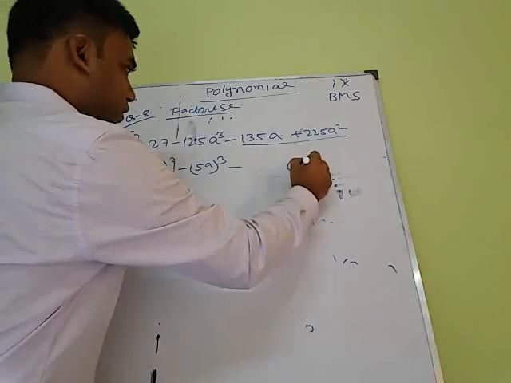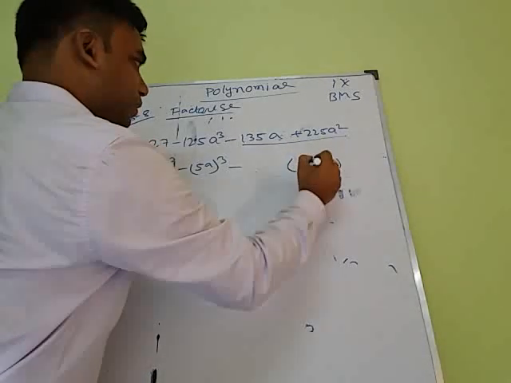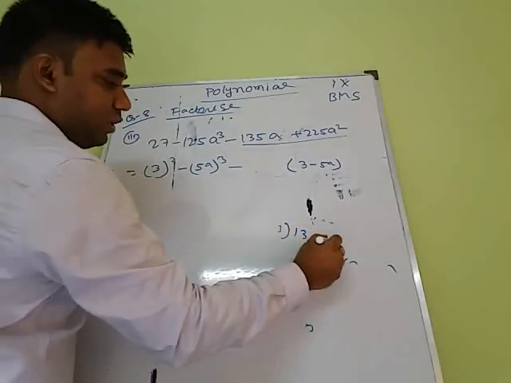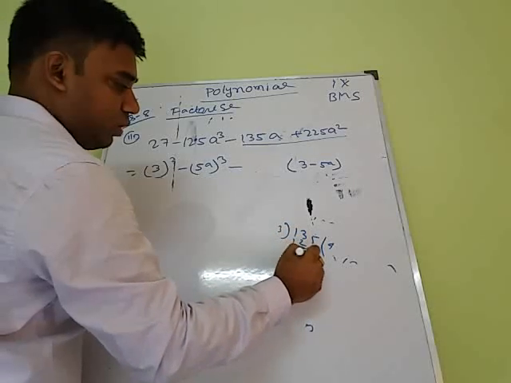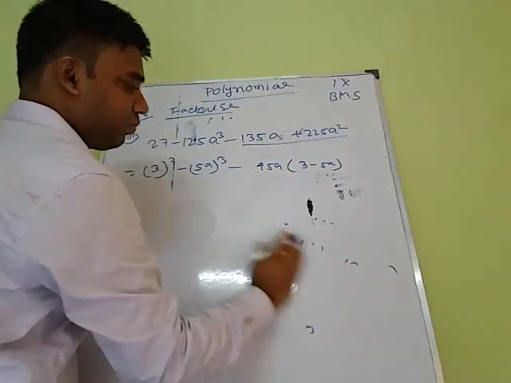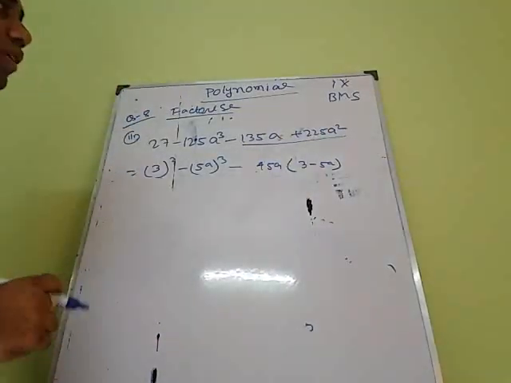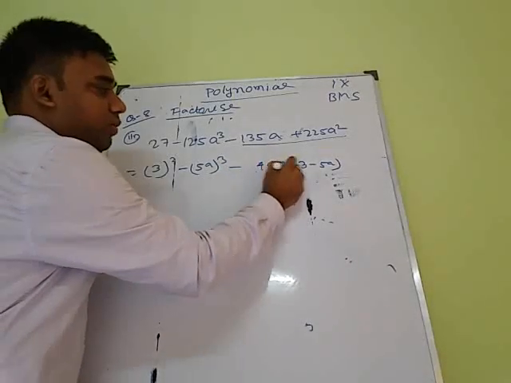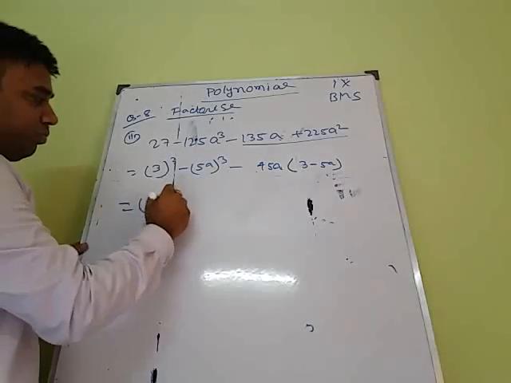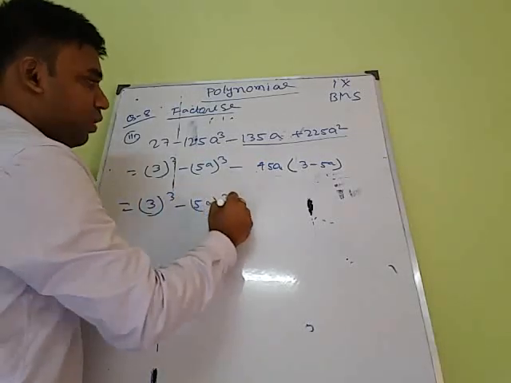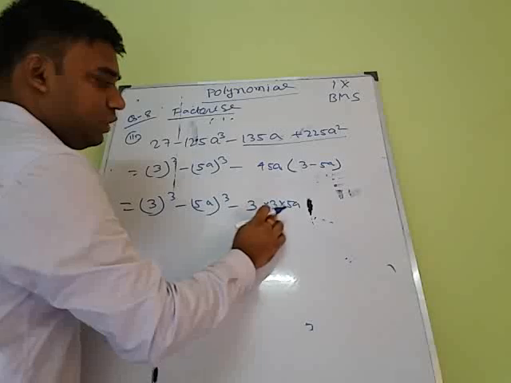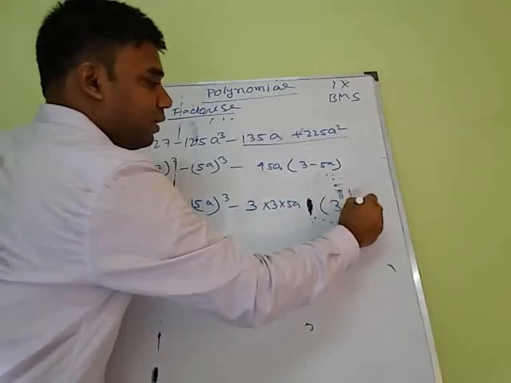That portion is 3 minus 5a, and 135 divided by 3 is 45, so 45a. From these two terms you can take common 45a. If you take common minus 45, the plus sign will be changed into minus. Now 3 cube minus 5a whole cube minus 45a, that you will write as 3 into 5a. 3 times 3 is 9, 9 times 5 is 45. Now 3 minus 5a.